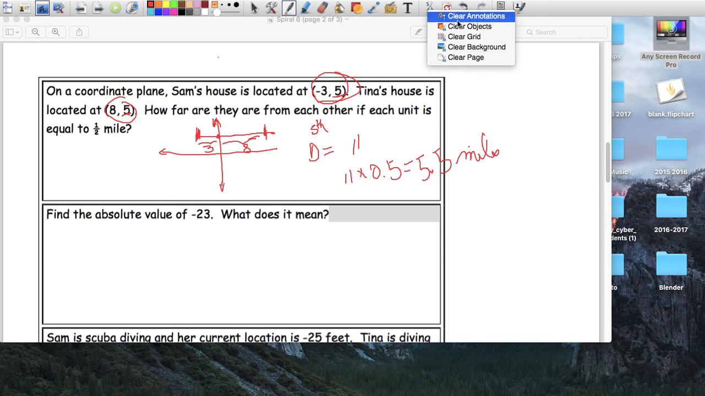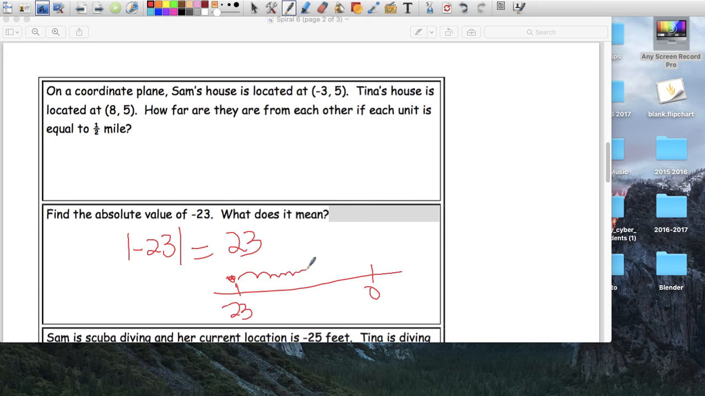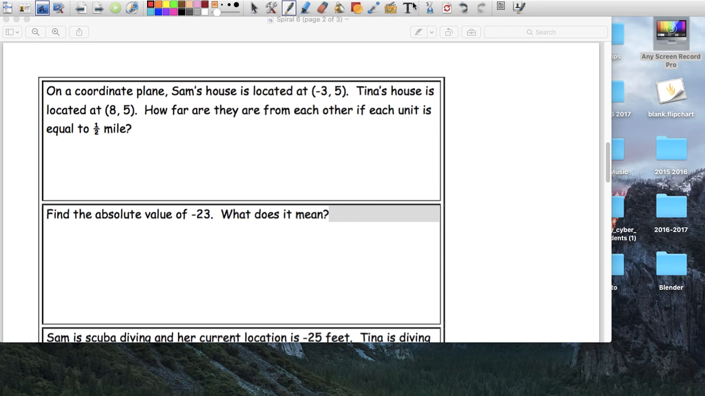Let's move on. Find the absolute value of -23. Well, the absolute value of -23 is 23. What does it mean? It means that -23 is 23 steps, units away from 0. So if you had a number line, this was 0, and this was -23. If you're standing right here and you had to walk all the way back to 0, you would take 23 units, centimeters, meters, inches, whatever it is that we're using. Okay.